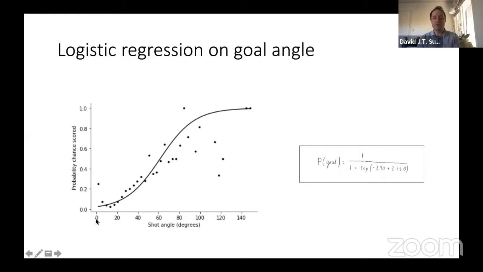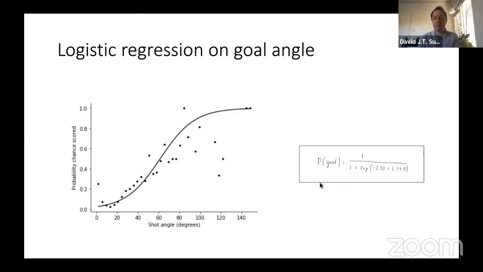Here I've plotted the shot angle in degrees, and I've plotted first the dots of the frequency. I think this was for the German Bundesliga for one season. I've plotted the frequency of particular goals, the dots, and then the solid line here is a fitted logistic regression model to those points. So I do logistic regression, and I can determine what the probability of scoring is as a function of shot angle. Of course, these things can be misleading, but you can see there's a very good fit there. If you know the shot angle, you can calculate quite reliably the probability of goal.